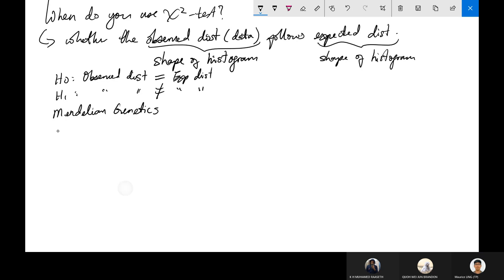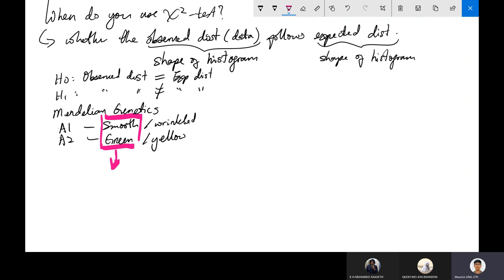So for example, in your dihybrid cross, you have two alleles. Allele one, you have your smooth skin versus your wrinkled skin. Your allele two can be green versus yellow. Assuming that smooth and green is your dominant trait, so yellow and wrinkled is your recessive. Anybody still remember the phenotype ratio that you get? 9331, correct. So it is actually 9331.